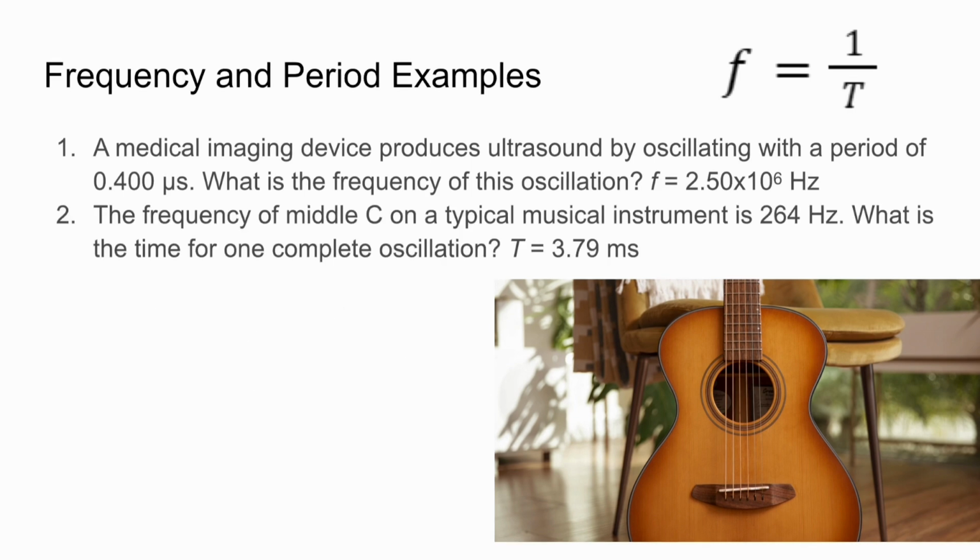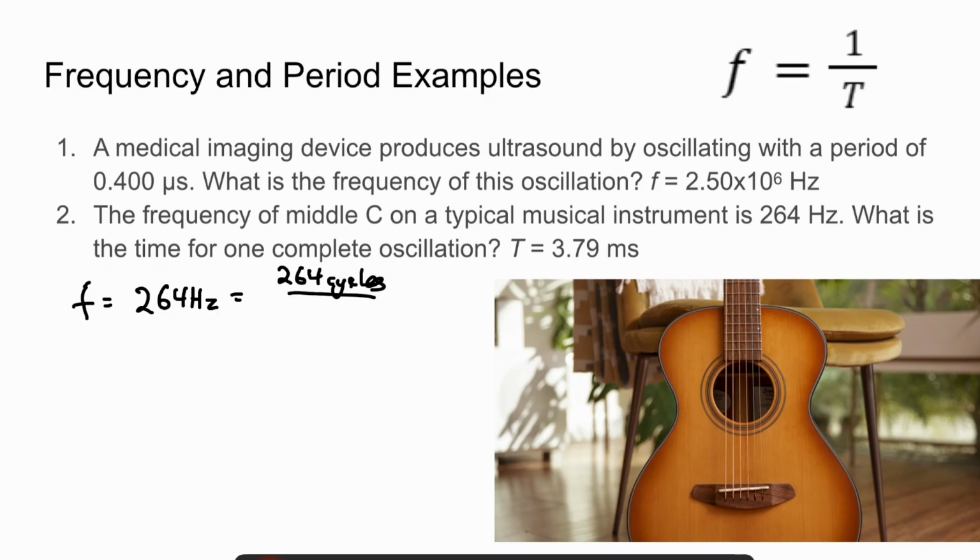All right, here's our second problem. The frequency of middle C on a typical musical instrument is 264 hertz. What is the time or the period for one complete oscillation? So we've got our frequency equals 264 hertz, which means we've got 264 cycles per second, for every 1 second.